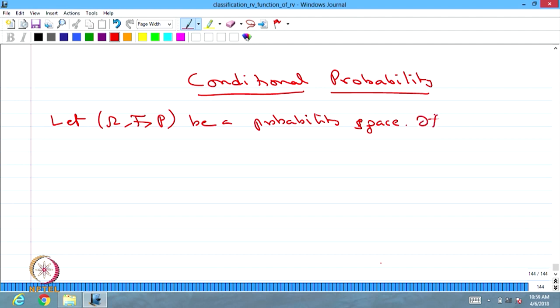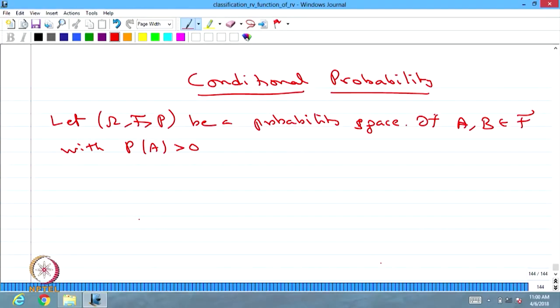If A, B belonging to F are both events with P of A greater than 0, that means it is not an impossible event. Impossible event means the probability of that event is equal to 0, and sure event means the probability of that event is equal to 1. Rare event means the probability of that event is in the open interval between 0 and 1. So, here it is a non-impossible event.